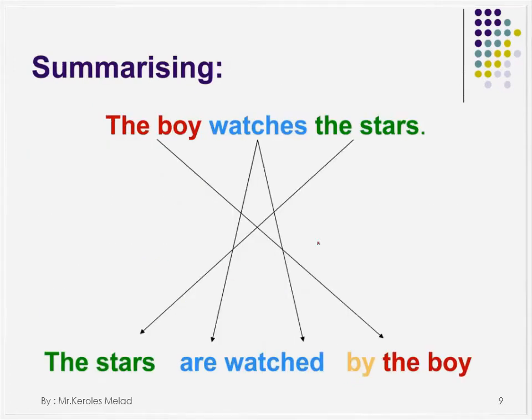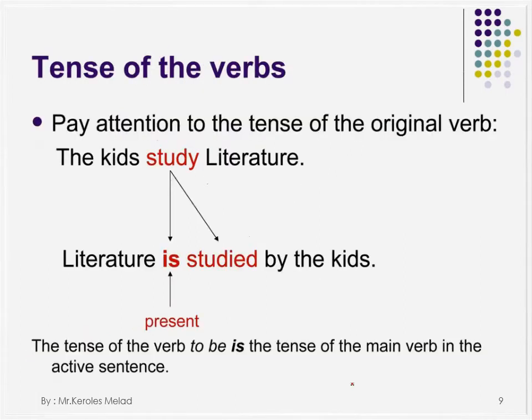Look at this map. The boy watches the stars. We start our sentence with the stars are watched by the boy. Notice here that we remove y and add ied.